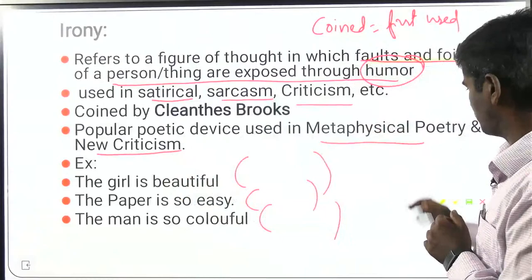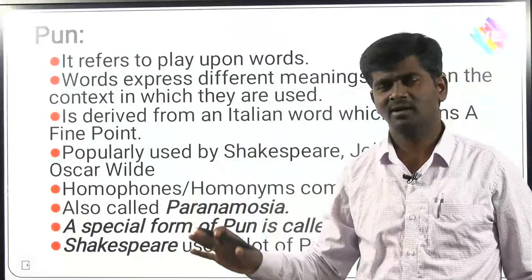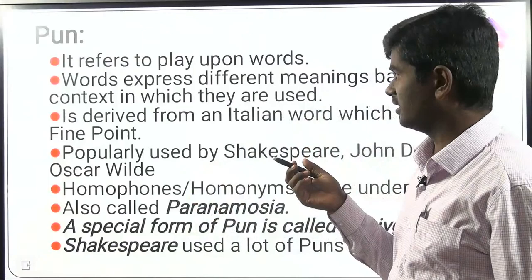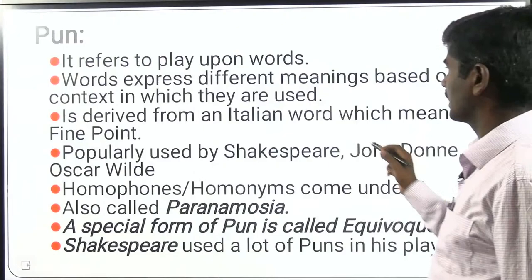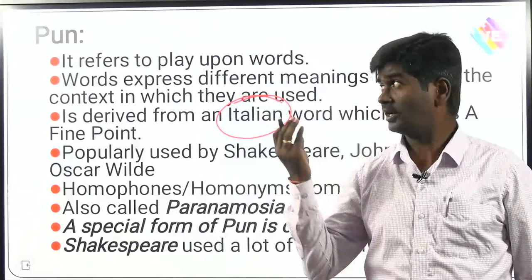Very, very important. In figurative expressions, all the words are taken from Greek except the word pun. The pun is taken from Italian. It is derived from an Italian word. Remember, this was also asked in the history of English literature NET examination. And sonnet is taken from Italian, and you can take the word pun as taken from Italian.